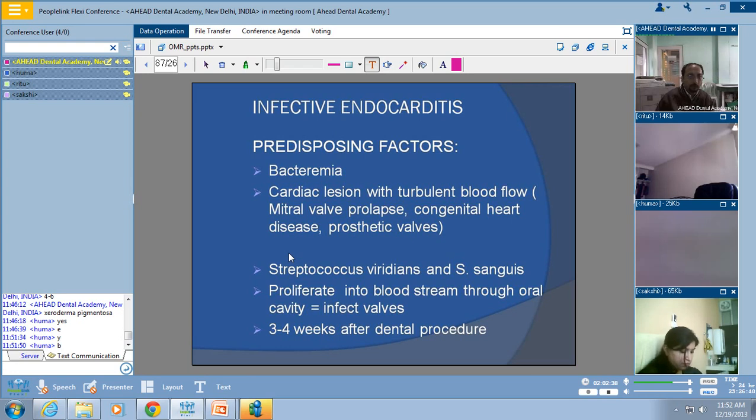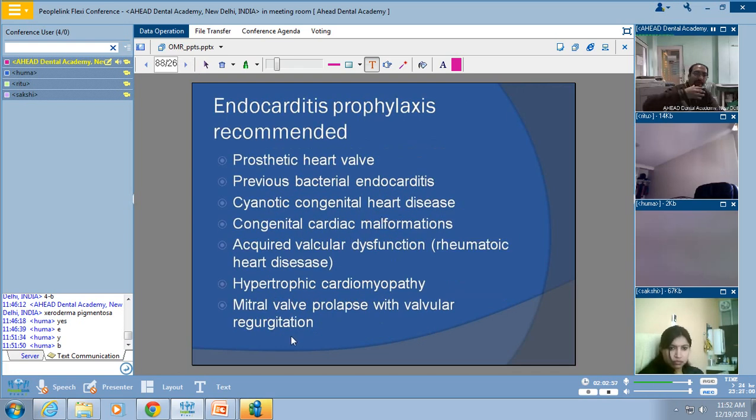The reason why this is important to us as dental practitioners is that there is a streptococcus species which can proliferate into the bloodstream through the oral cavity and infect the wall, and this will generally happen a month after a dental procedure. Okay? Now these are the conditions of the heart in which endocarditis prophylaxis is recommended. I have tried to cut it down, but of all these, I will just ask you some questions.